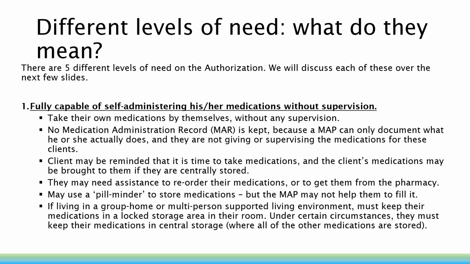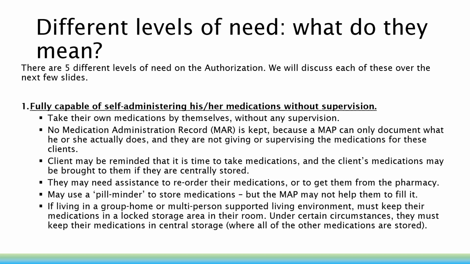There are 5 different levels of need on the authorization form. We will discuss each of these over the next few slides. We're going to discuss level 1 first. Fully capable of self-administering his or her medicines without supervision. That means that they can take their own medicines by themselves without supervision. No medicine administration record, or MAR, is kept because the MAP can only document what he or she actually does, and they are not giving or supervising the medicine for these clients.